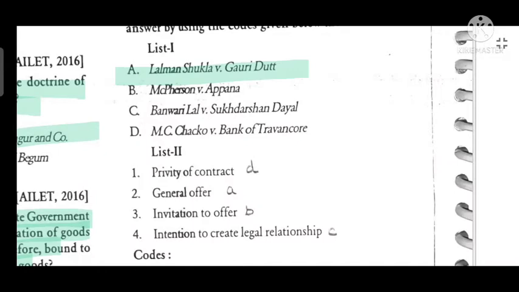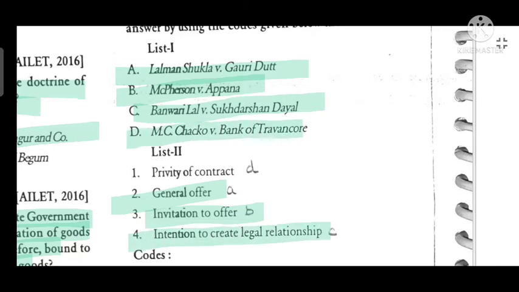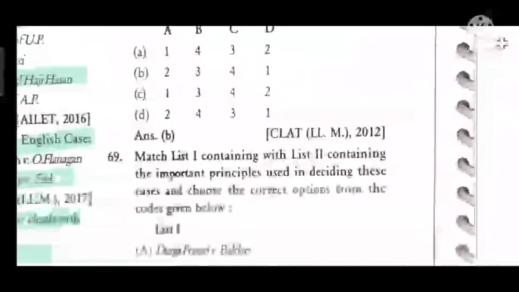Lalman Shukla versus Gauri Dutt, general offer. M. Pisson versus Apanna, invitation to offer. Banwari Lal versus Sudarshan Dayal. Intention to create legal relationship: M.C. Chacko versus Bank of Travancore. Privity of contract.